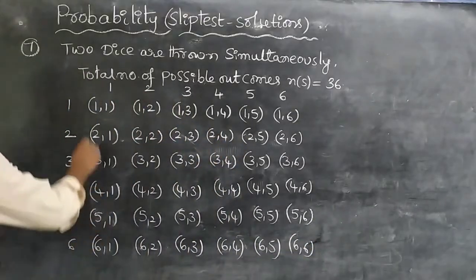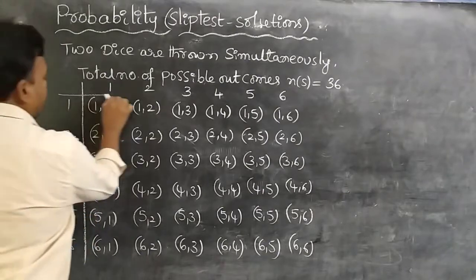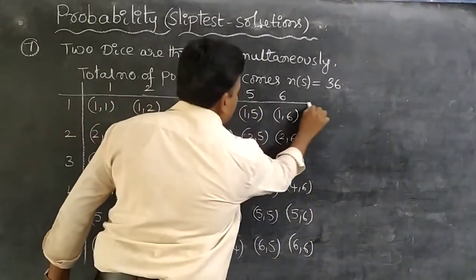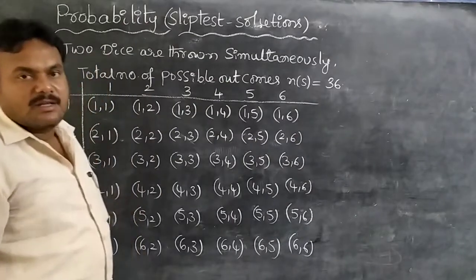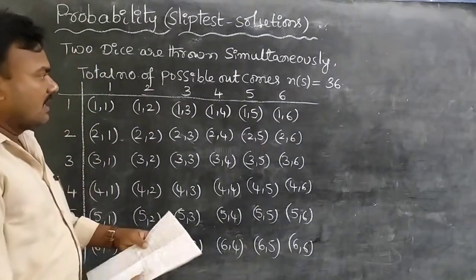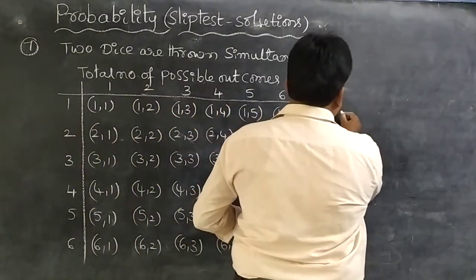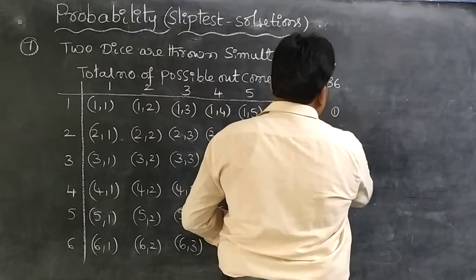For two dice, the total number of outcomes is expressed like this. This is very important, friends, for 9th or 10th class students. From the exam point of view, learn carefully, students. Right, the first problem I can express here. Observe carefully what it asks.